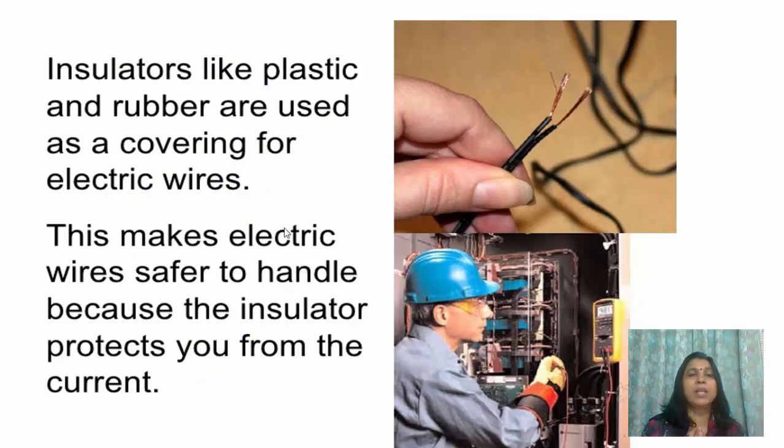Now, insulators like plastic and rubber are used as a covering for electric wires. This makes electric wires safer to handle because the insulator protects you from the current. You must have seen the electrician when he comes to your house. He uses various things, screwdrivers, pliers, and he also wears rubber gloves. All those instruments and devices have insulation either of plastic or of glass.